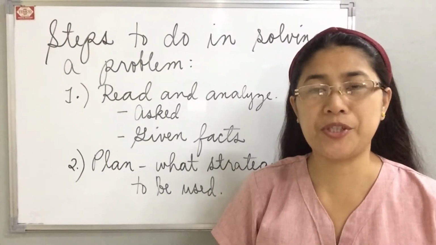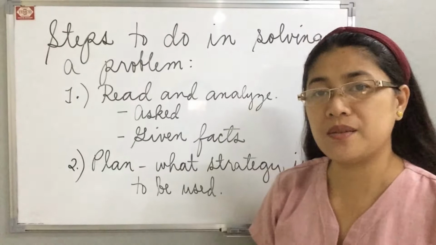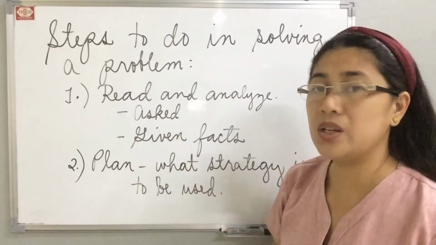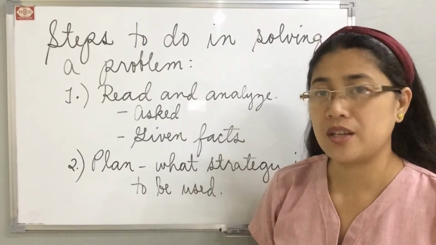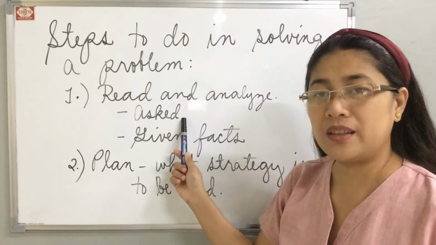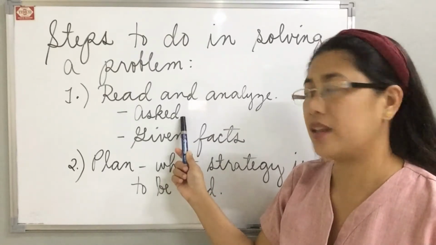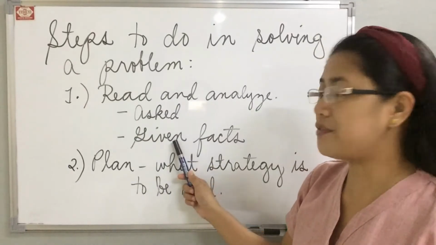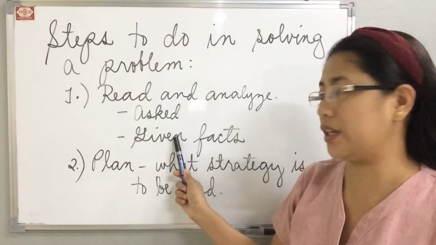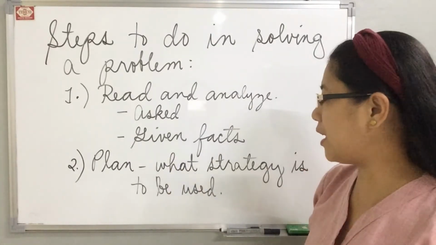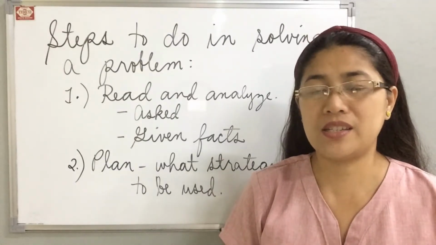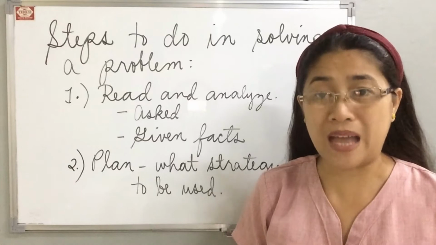Let us also consider the following steps to solve a problem. First one is for us to read and analyze the problem. How do we do that? Of course, by identifying what is asked in the problem. Then after we identify what is asked, let's identify what are the given facts in order for us to solve. Okay? That's very important. And then, after identifying what is asked and what are the given, it is now time for us to plan. Okay?